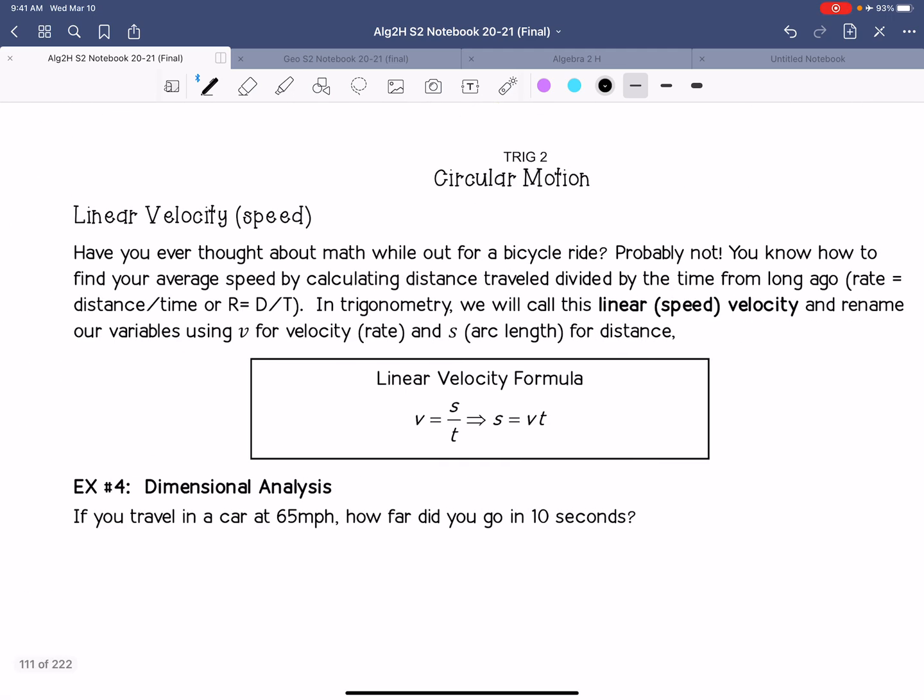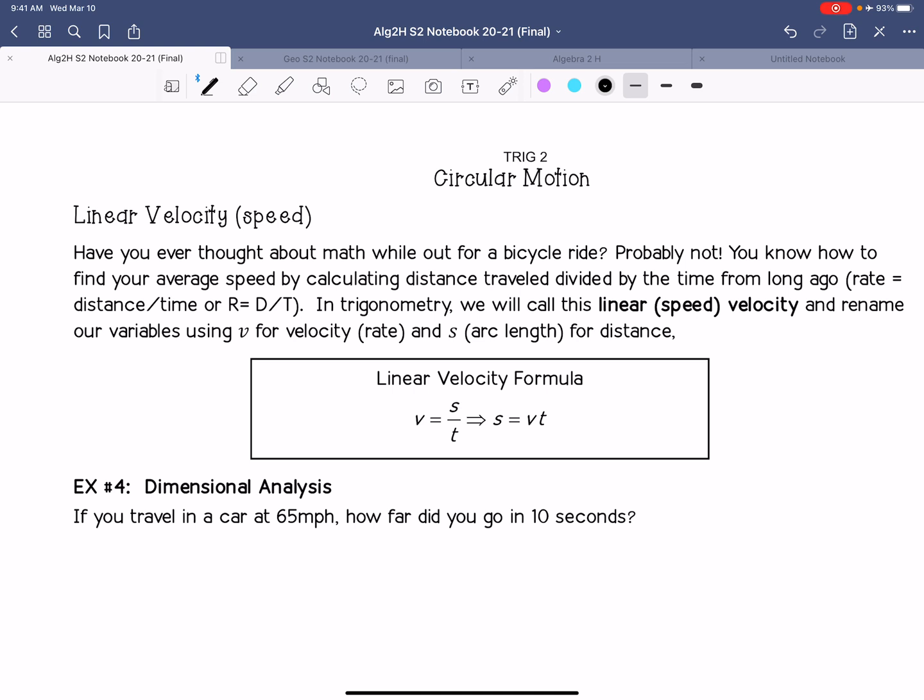All right, so that was arc length. Now we're going to talk about linear velocity. So that's really talking about speed. So it says, have you ever thought about math while out for a bicycle ride? Probably not. You know how to find your average speed by calculating distance traveled divided by the time. So it's rate equals distance divided by time. In trigonometry, we call this linear velocity or speed. And rename our variables using v for velocity, that's our rate, s for our arc length for distance.